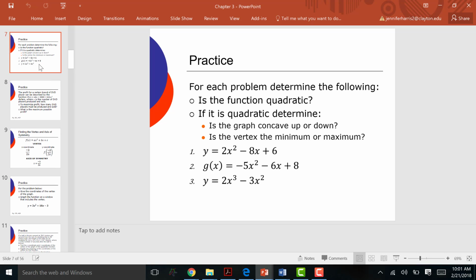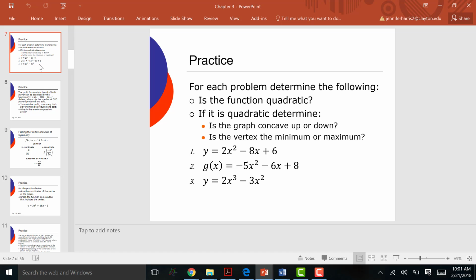Alrighty, so we did talk about quadratic functions. This is the beginning of quadratic functions. We talked about whether they are concave up or down, which means whether they open up or down. We talked about the vertex, the max and the min, and the axis of symmetry. Those are the things that we discussed last class for 3.1. In order for it to be called a quadratic equation, the highest exponent has to be a 2. Anything else is not quadratic.